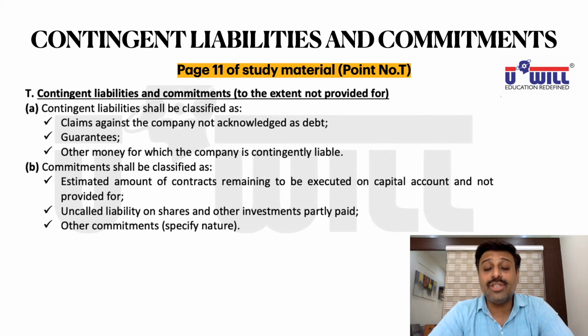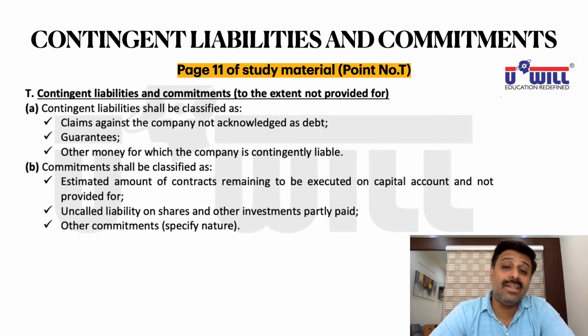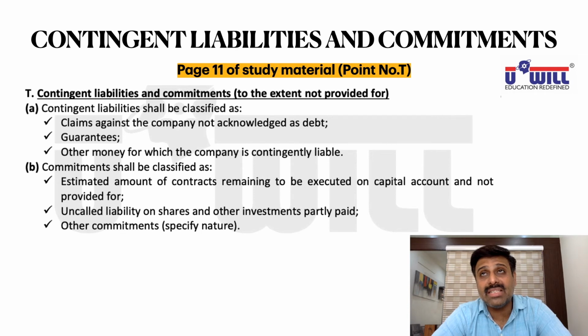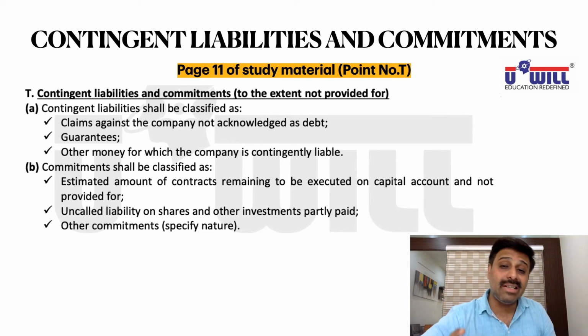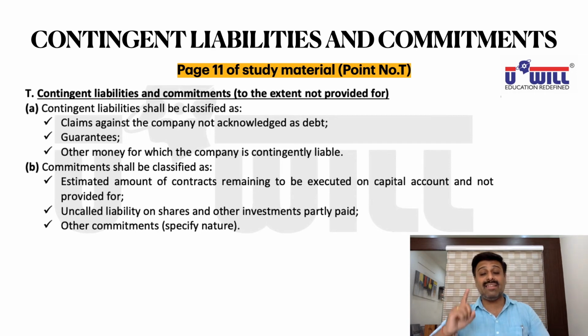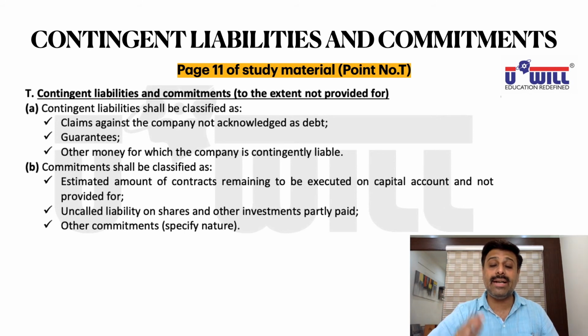What do you mean by the word contingent? Contingent means uncertain. So uncertain liability means we may have to pay the money, we may not have to pay the money. Contingent also means dependent. The liability's payment is dependent on the happening or non-happening of some event. So what do you mean by contingent liabilities? Uncertain dependent liabilities. Underline the word contingent and write down above that: uncertain dependent liabilities.